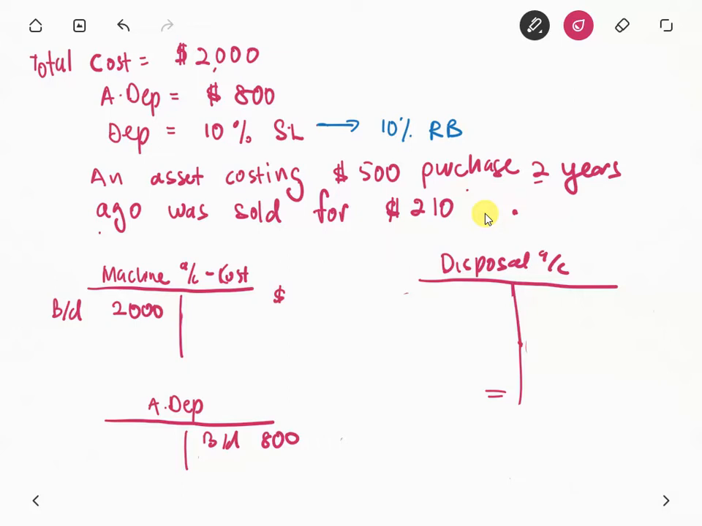Step 1. An asset costing 500, so I take out only 1 unit, 500. Step 2, now focus, what is the accumulated depreciation for this disposed asset? How many years have I depreciated? 2 years. So 10% will be 50, 50, 100. Already depreciated 100. Is it inside here? Yes, take it out. Already disposed, take it out.